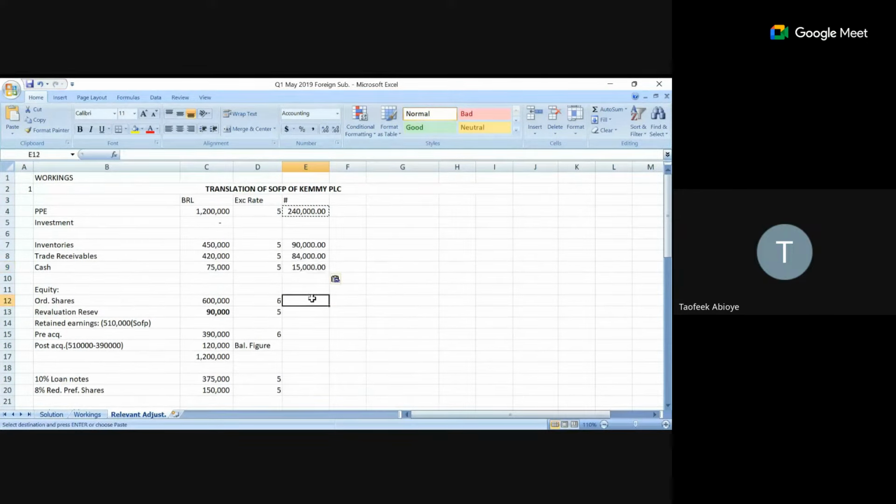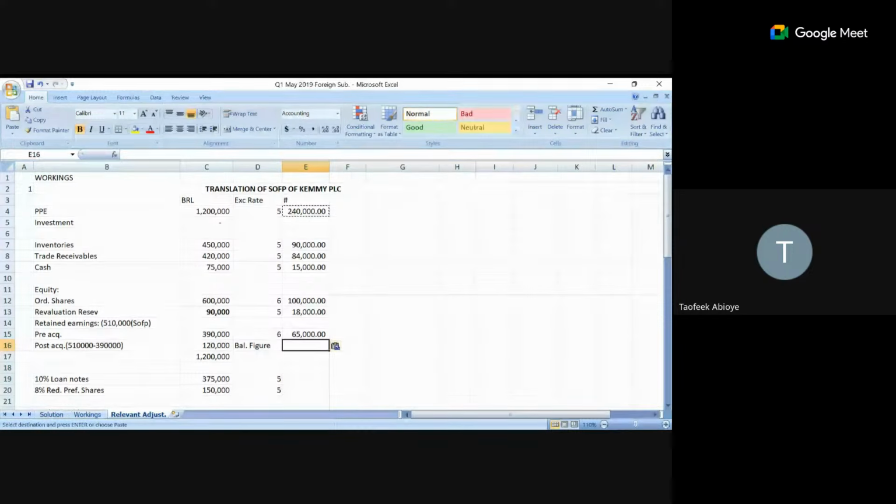Now, ordinary share items, we also do this again. We get our 100,000. Revaluation surplus, we also translate. Let's copy the formula. It will give us 18,000. Now, this again, let's copy the formula. We also do that again. Now, we need to determine this balancing figure. So, how are we going to determine this balancing figure?